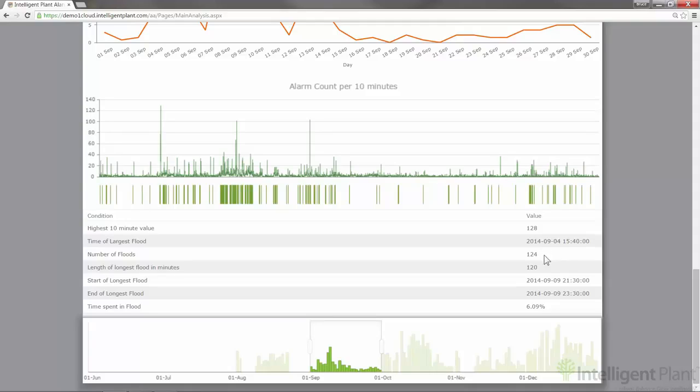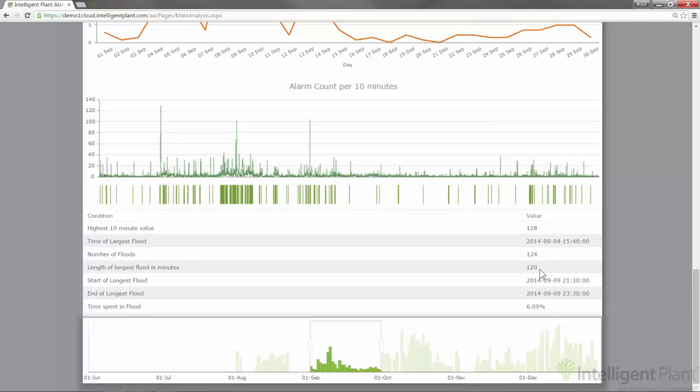The number of floods was 124, and the length of the longest flood, in this case, was 2 hours. Clearly, this would have been a trying time for the operator, and it is possible that many alarms were missed or not properly acted upon, with possible safety implications.